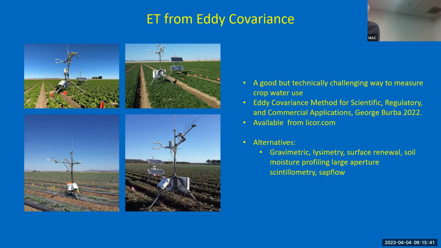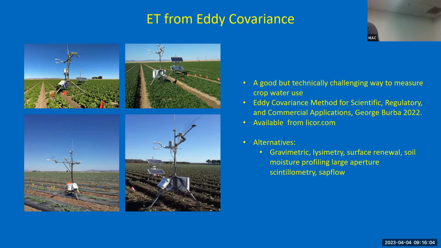I mentioned sap flow here. Well, sap flow is no good for vegetable crops, but certainly useful for trees. So if you had almonds or citrus, it'd be an excellent way for measuring transpiration. However, if you're interested in doing the whole water budget, for example, you need to know evaporation. It doesn't give you that information.